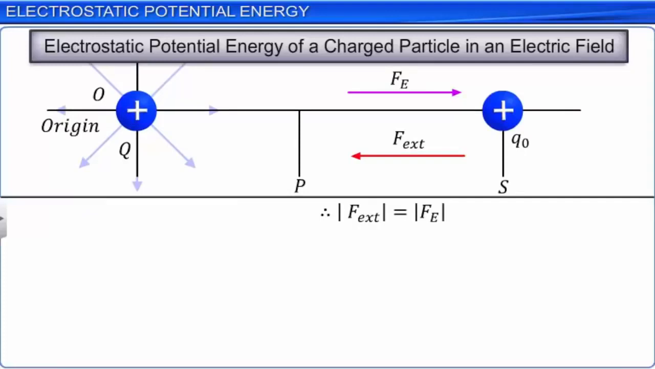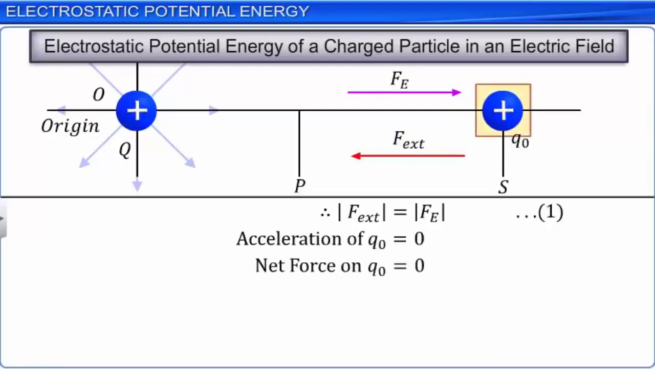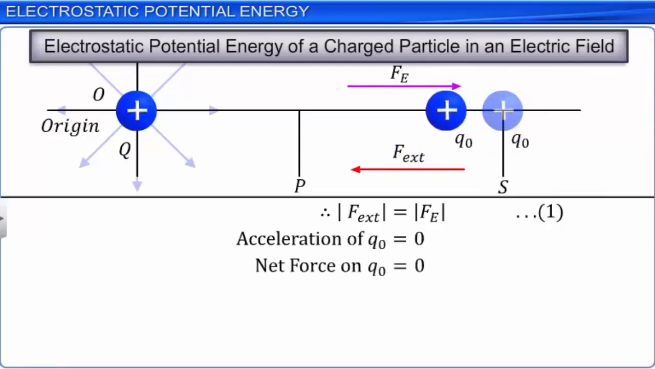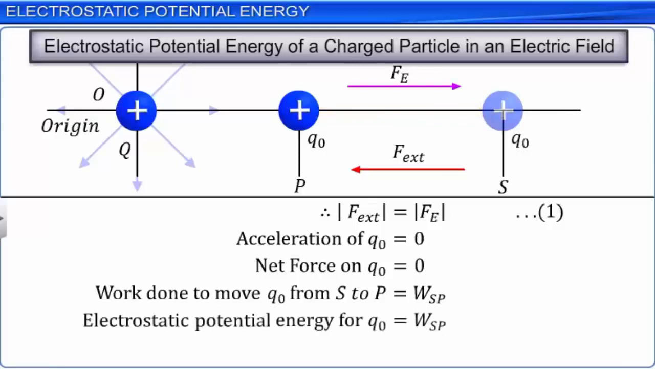The external force F should not give the charge Q0 any acceleration. The net force on Q0 must be 0. The charge Q0 must be brought from point S to point P at a very low constant speed. The work done to move Q0 from point S to point P is denoted by WSP and is stored as electrostatic potential energy for charge Q0.